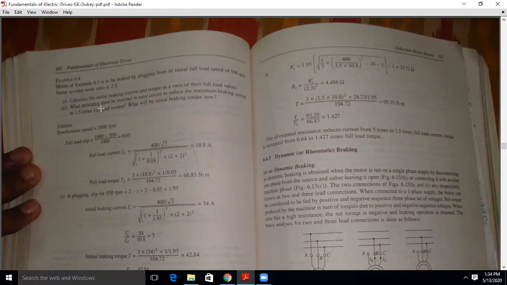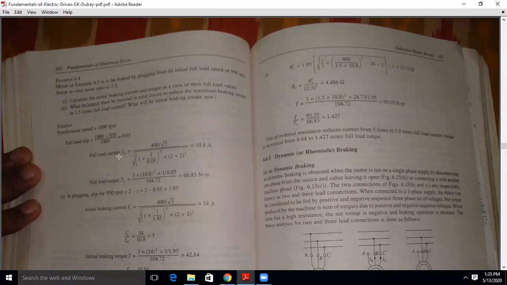In this case, what is asked? One is the initial braking current, and the torque as a ratio of their full load values. In order to get the initial braking current, we need to see the formula first. This is the formula for initial braking current. What is that? I dash is equal to V divided by under square root.